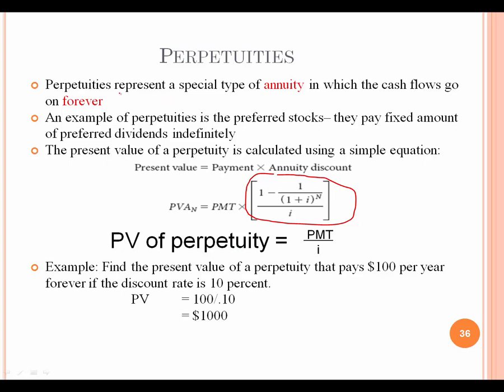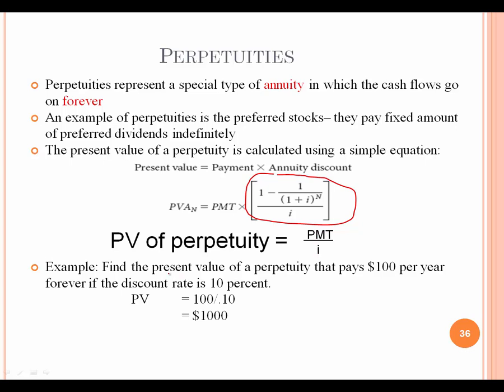So what is a perpetuity? A perpetuity is a special type of annuity in which the cash flows go one year after another year till forever, or infinity. An example of perpetuity is a preferred stock. They promise to pay a fixed amount of preferred dividends forever, or indefinitely, without any maturity. So when that's the case, we say it's a perpetuity, and the present value of this perpetuity uses a simple equation: amount of payment divided by the interest rate.